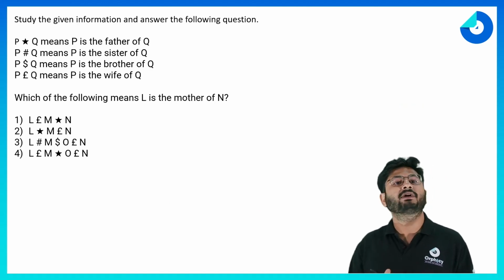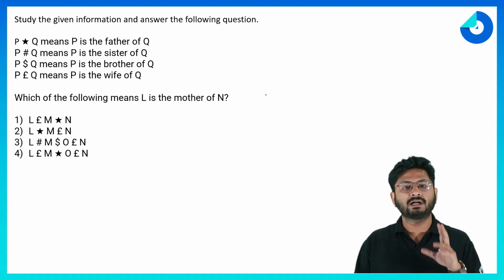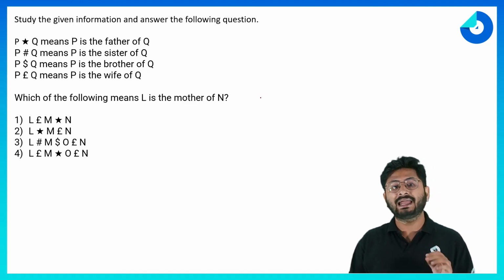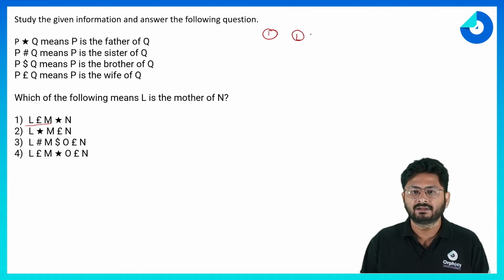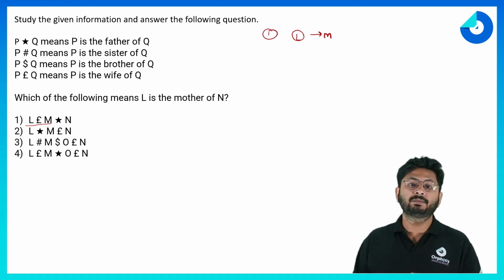And the last question for this logical reasoning part, study the given information and answer the following questions. So this is a coded relation question. So which of the following means L is the mother of N? So देख लेते हैं, first वाले को decode करके देखते हैं. L, then there is a pound का sign and M. So I would say L is the wife of M. Then there's a star का sign, so it means that M is the father of N.